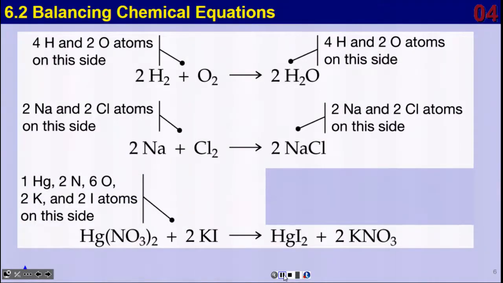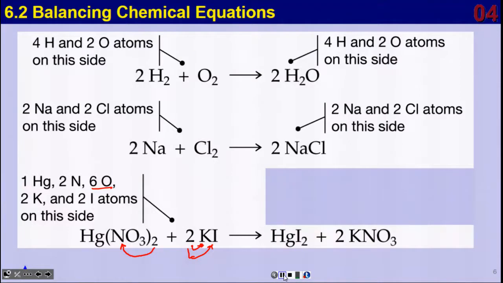So there's 1 mercury on the left, 2 nitrogens, because the 2 applies to everything inside the parentheses, which gives us 2 times 3 or 6 oxygens, 2 potassiums, and 2 iodides, because it applies to everything in the formula, 2 of each. And on the product side, we've got to make sure it still makes sense.